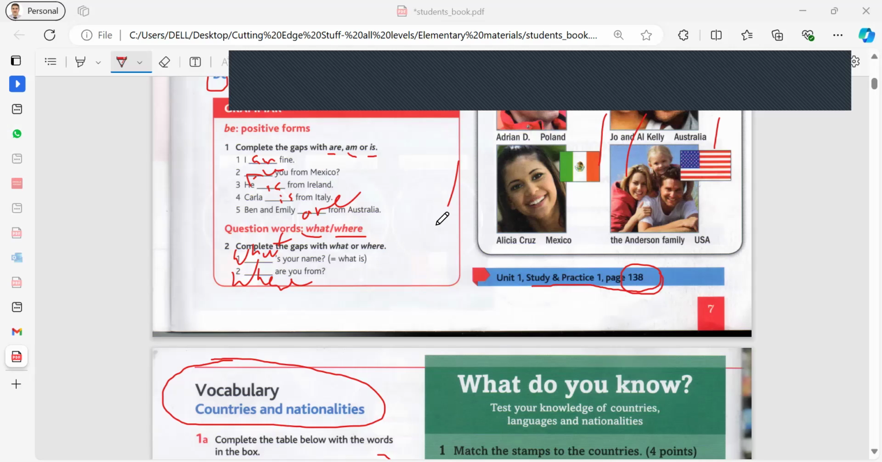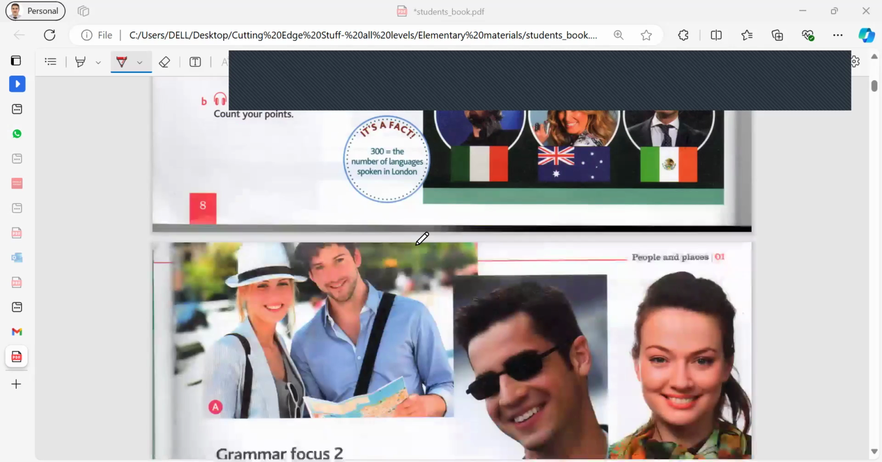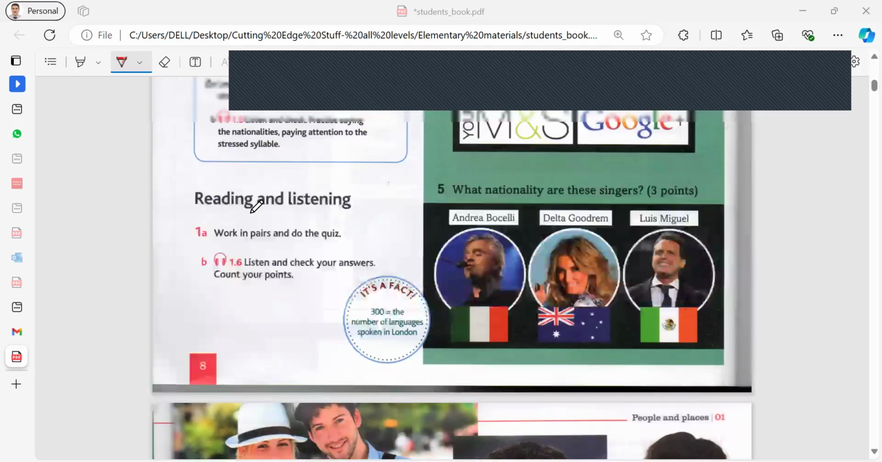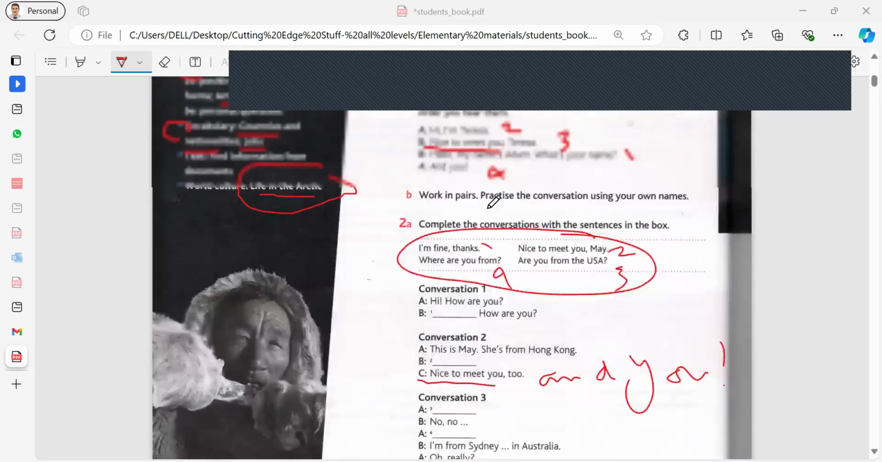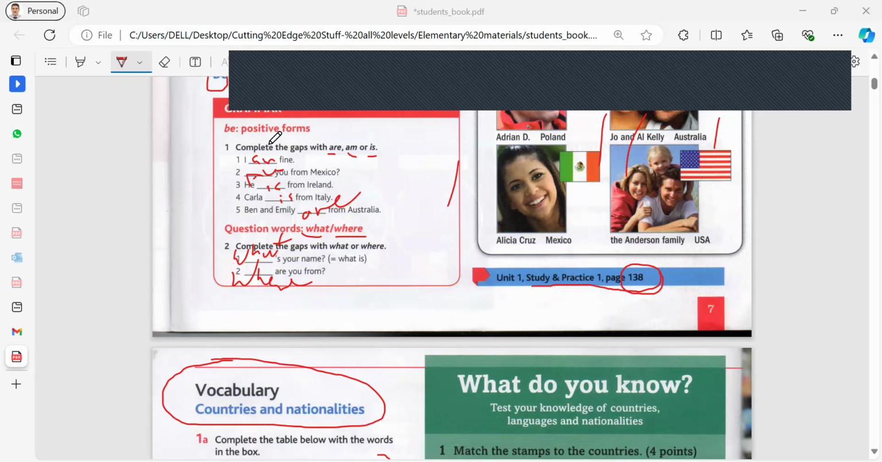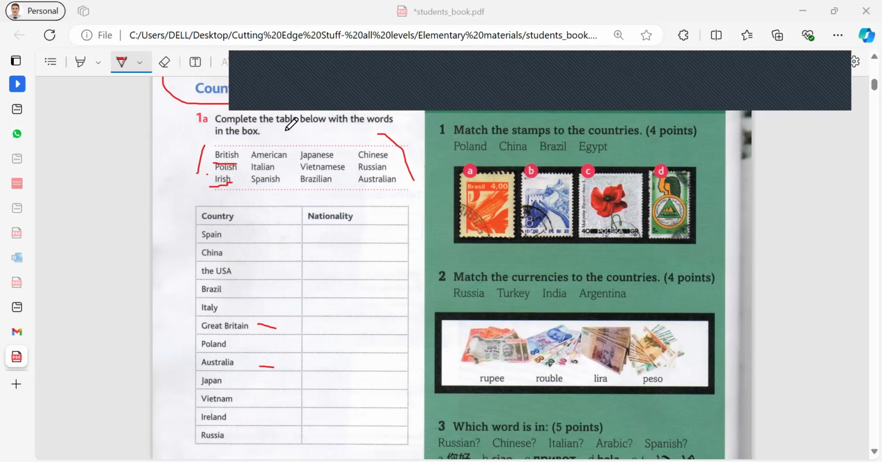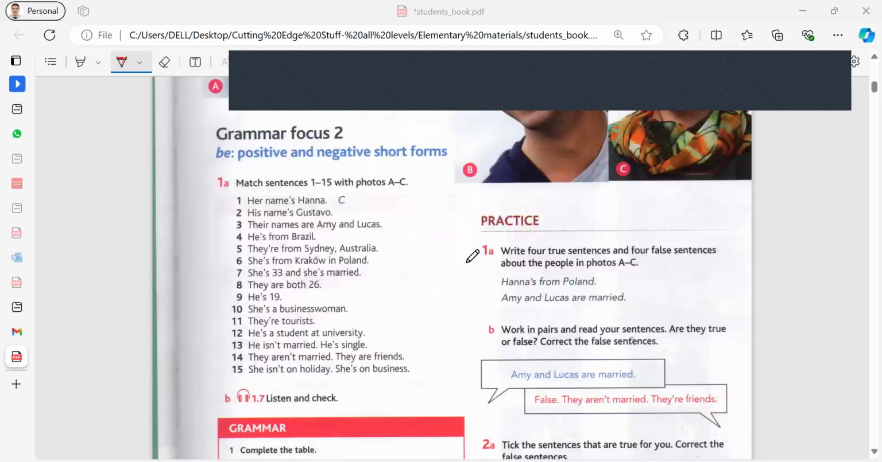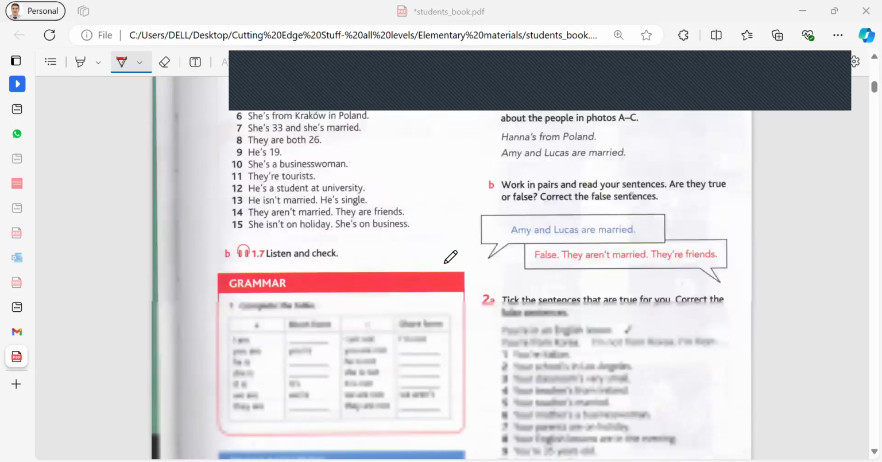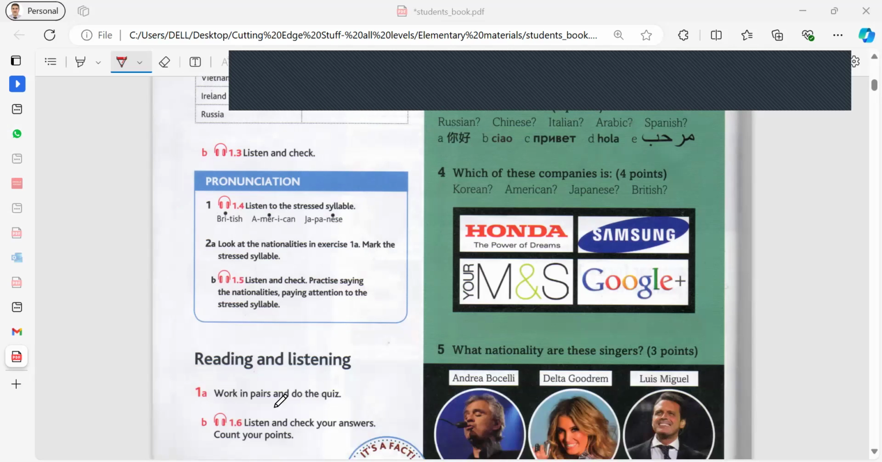Yes, so again, this part of our class is what? Reading and the listening focus. In our first part today, we focused on speaking, then grammar, how to use am, is, are, then countries and the nationalities, vocabulary focus. Now, the third part in this class is listening and reading focus.